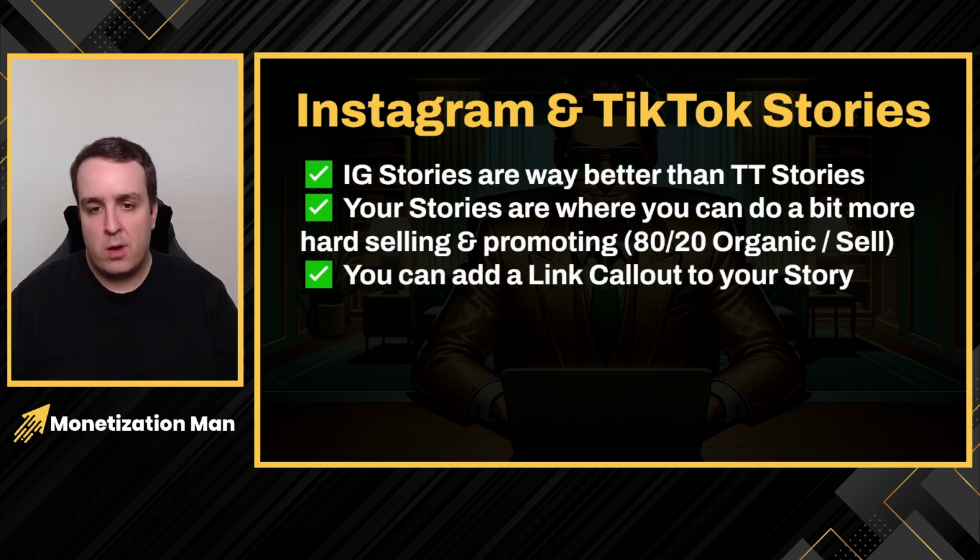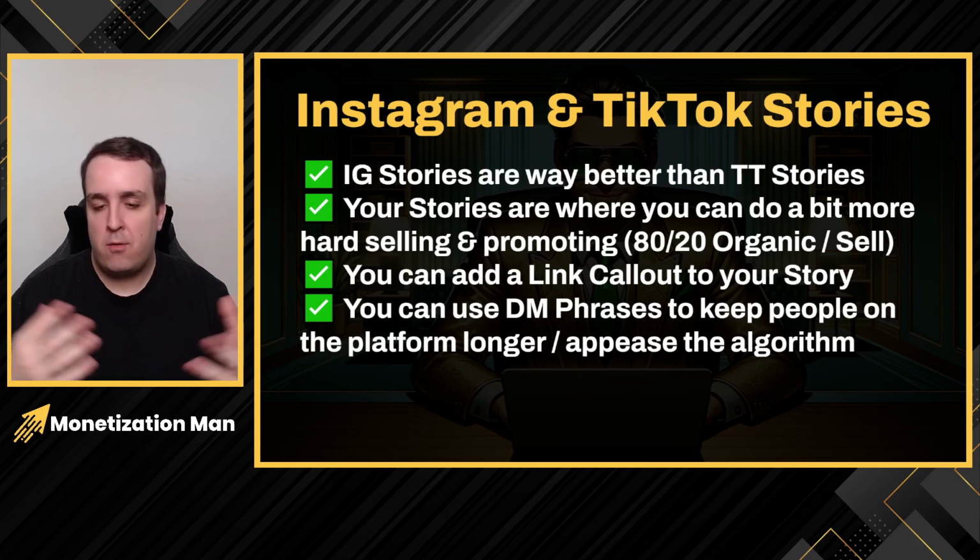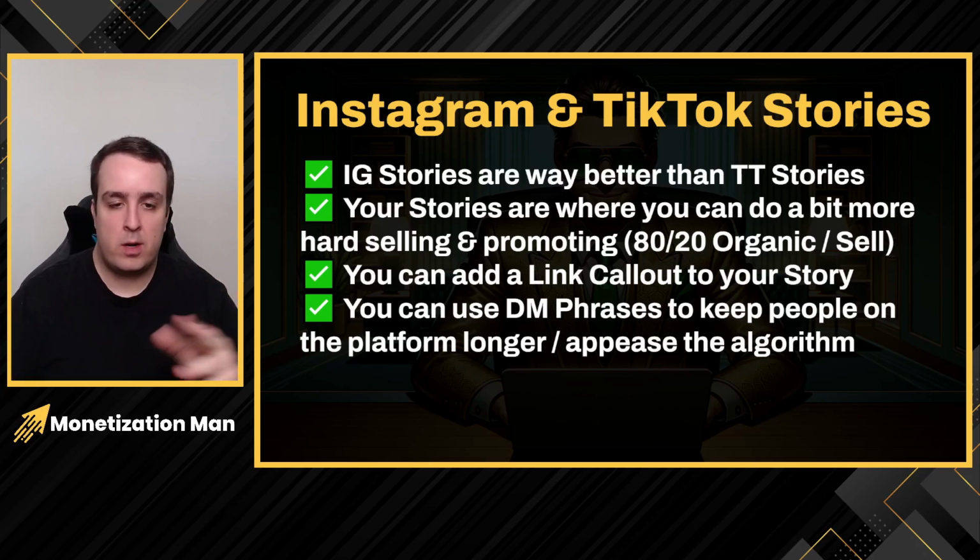Another cool thing with Instagram stories is that you can add a link call out to your story. So you can add a little card to it that has a link on it and a call to action. So when people click on it, it goes directly to a link. And that's a great way of driving traffic off the Instagram platform. But again, the platforms don't really like it when you take people directly off the platform.